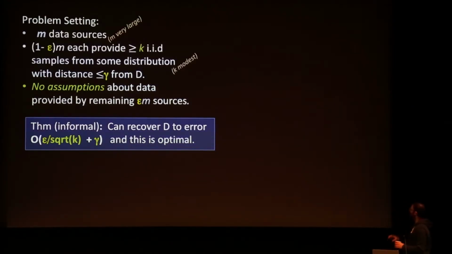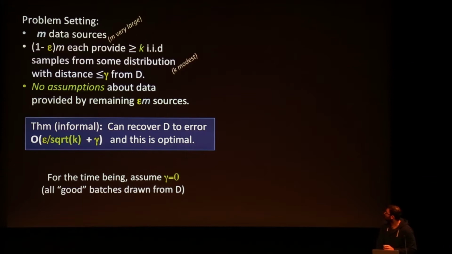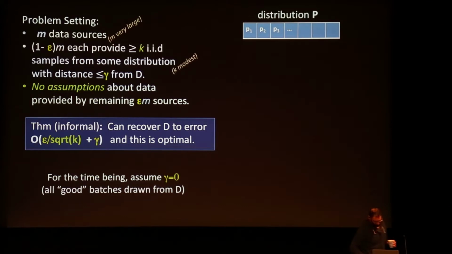Okay, so let me just tell you very briefly about our results and what goes into them. So again, this is our problem statement. And for the time being, for this talk, let's just assume that all of the good data is actually drawn from this distribution D. Okay? So how to think about this problem? This is some distribution, say P. It's a distribution over a bunch of different outcomes. P1 is the probability of the first outcome, and so on.